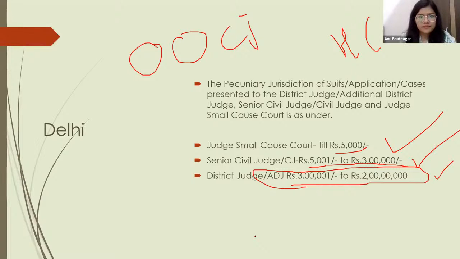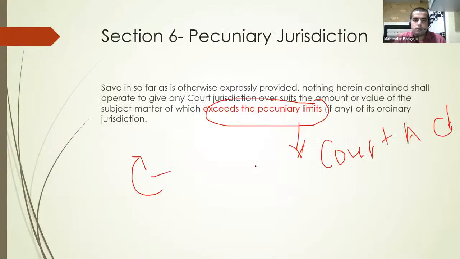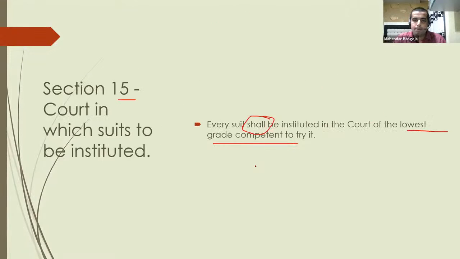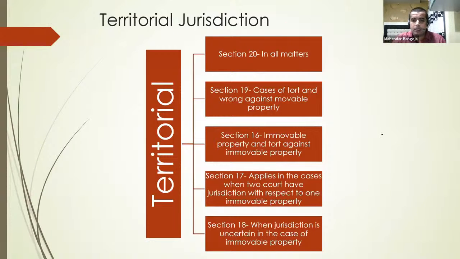Okay. Now let us move on to territorial jurisdiction. Territorial jurisdiction is basically divided into 3 parts. The first part says that if it is a case of immovable property, then the suit will be filed where the immovable property is situated. Clear? The second part is in the cases of tort and movable property.